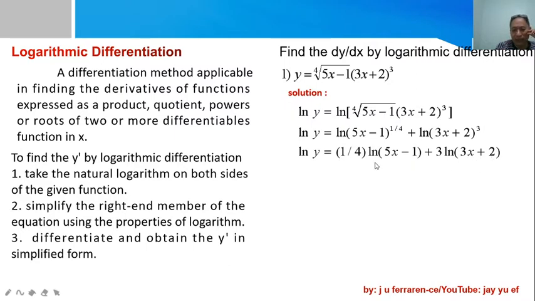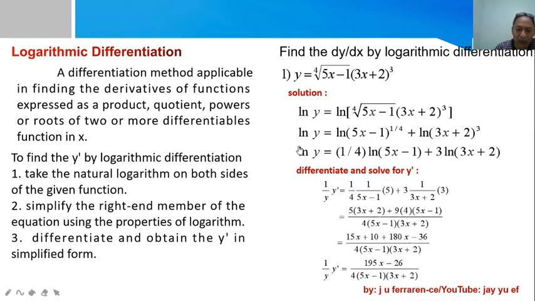Now, if you reach a logarithm of a function where your u is raised to the power 1 exactly, that means this equation is already ready for differentiation. So I can differentiate to solve for my y prime. The derivative of ln y will give you 1 over y times y prime, following the rule for the derivative of ln u, which is equal to 1 over u times du/dx. So 1/4 times 1 over 5x minus 1, and 5 is the derivative of 5x minus 1, plus 3 times 1 over 3x plus 2.